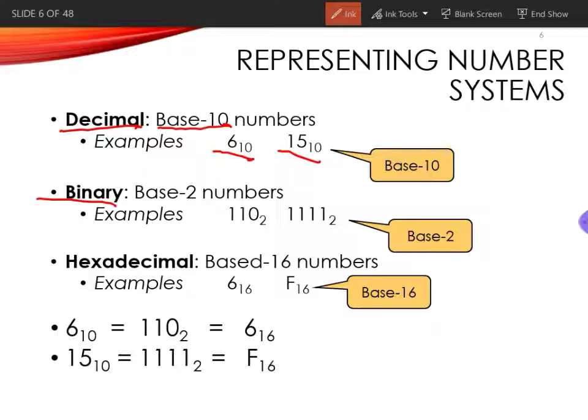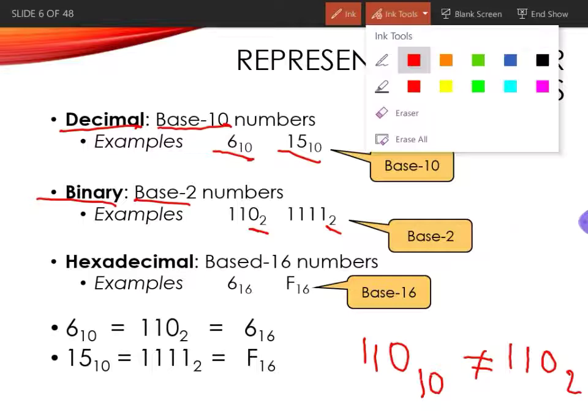Binary numbers are base 2, and we put a 2 as a subscript. So 110 is not 110, but rather it is 110 in base 2. Just to clarify, 110 in base 10 is not the same as 110 in base 2. They are completely different numbers.